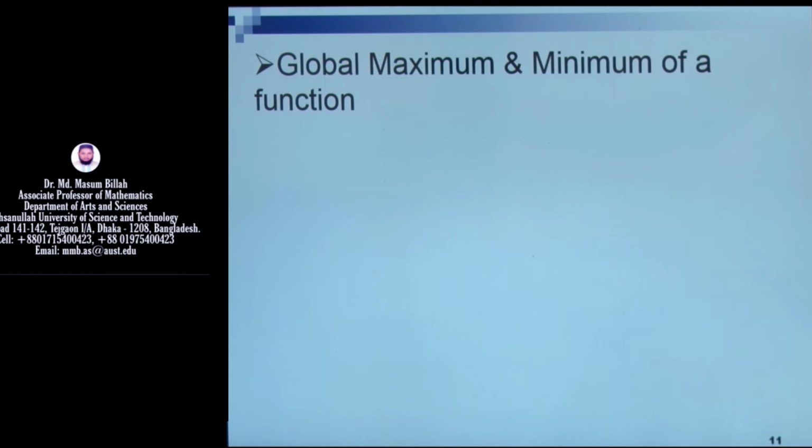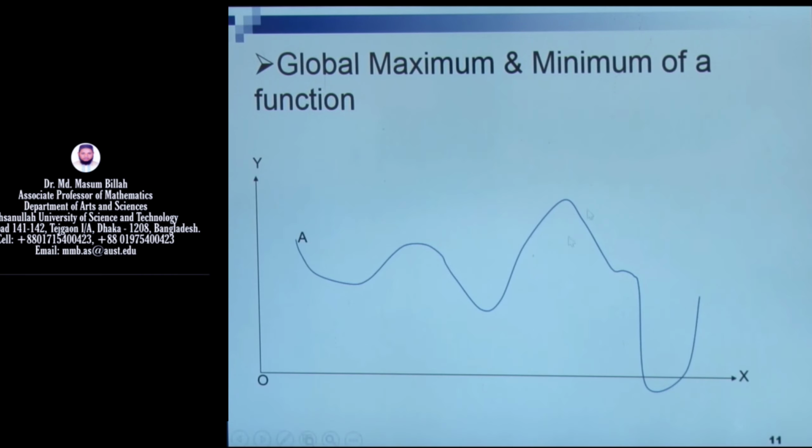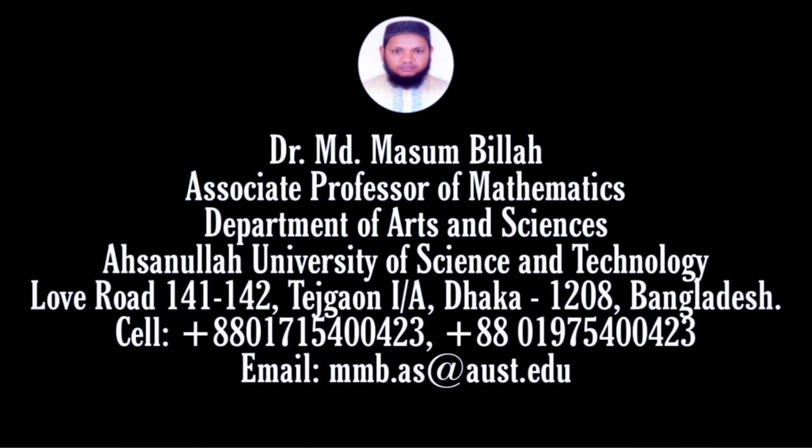And what are the global maximum and global minimum of a function? If we have a function, we may have some critical points. It may have some local maximum values, or it may have some local minimum values. At first, we consider a function f(x), and we consider a point A. This point A is not a stationary point, because if we draw a tangent at this point, f'(x) is not 0. So we cannot say this point A is a stationary point or critical point.